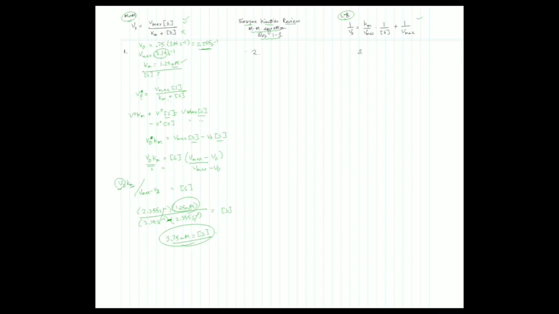Okay, so at a concentration of 3.75 millimolar, we are at 75% of the Vmax. Right, so you could literally, if you wanted to think about this, you could think of drawing a Michaelis-Menten plot out.